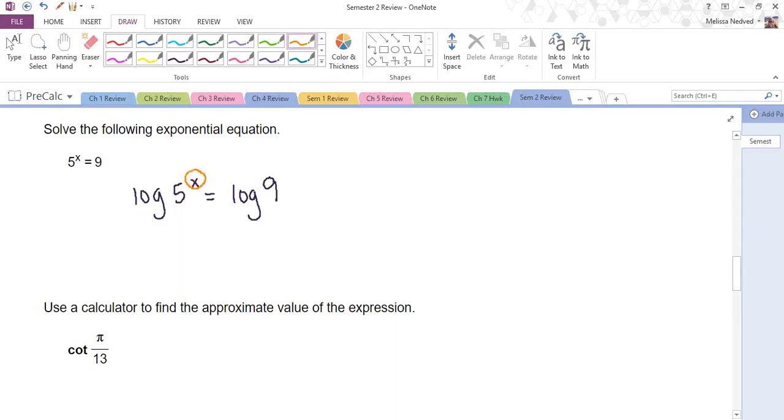And once we have logs, remember, if there's an exponent on what you're taking the log of, you can actually move that to the front of the equation. So this becomes x times log of 5 equals log of 9.